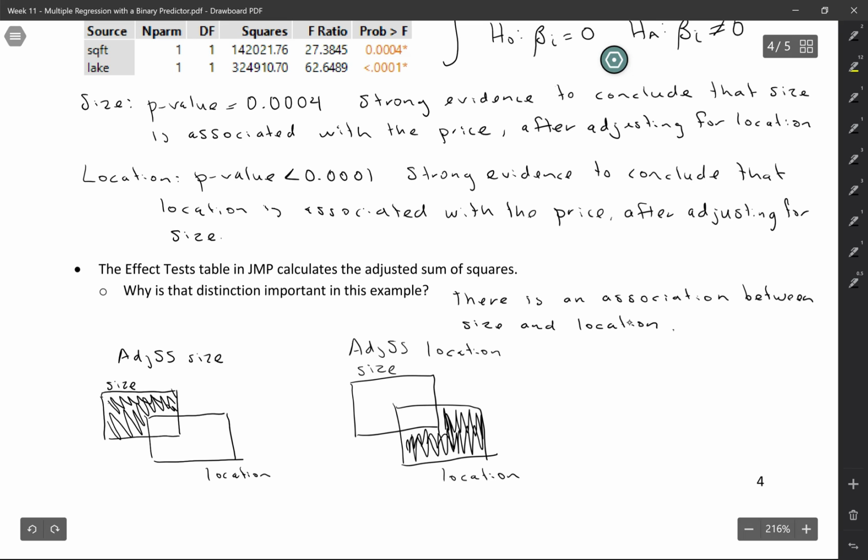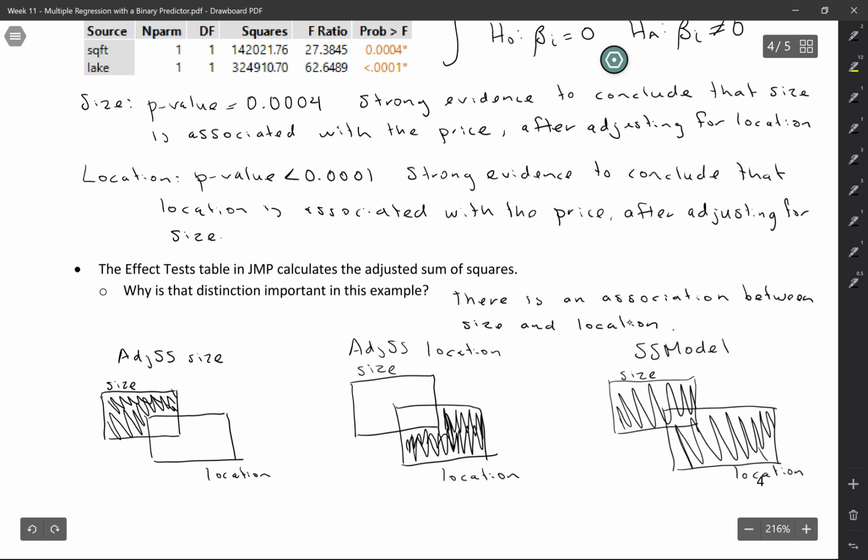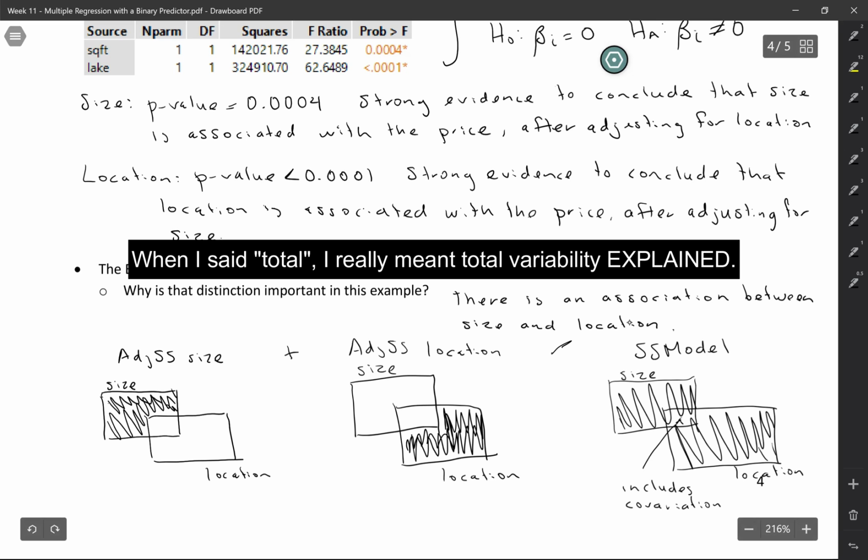So then how does that compare to SS model? SS model is going to include all of it. So we've got our size and location. This looks nothing like the shapes of the other boxes, pretend it does. SS model is going to include the whole thing. So the part explained by size, location, and then also this part in the middle, this includes the covariation. So then if we think about adding them up, adding up the adjusted sums of squares is not going to sum up to SS model, because if we add them up, we're not counting the covariation. We're not counting the part in the middle. And so this is going to be less than the total, less than SS model.